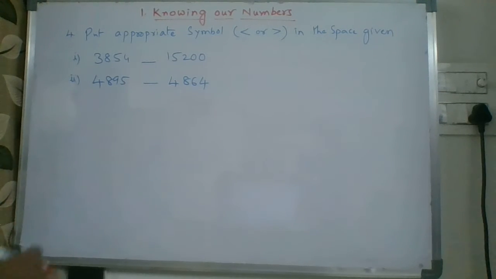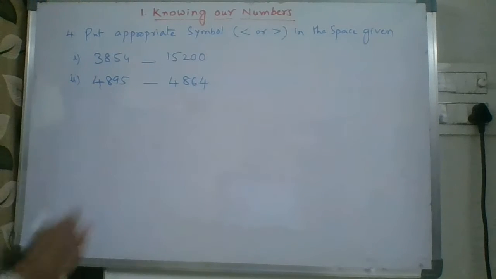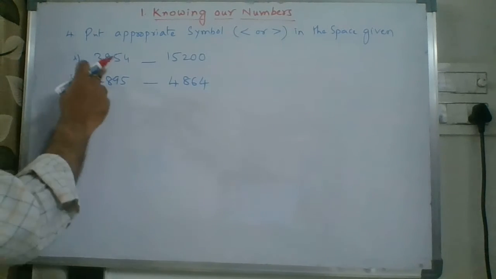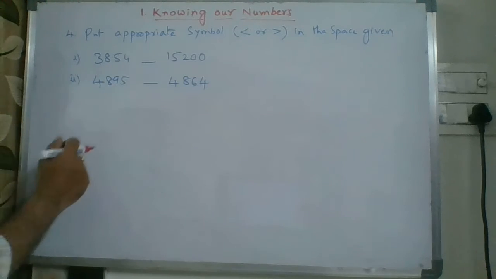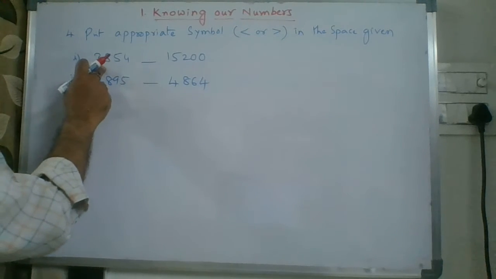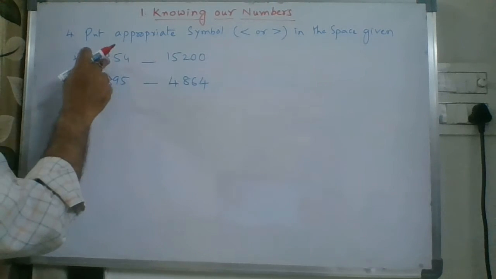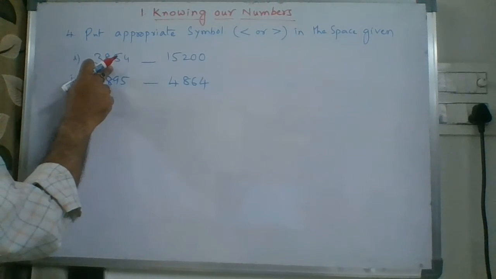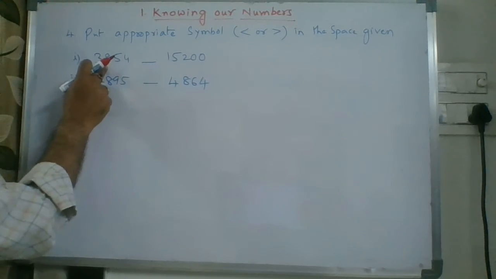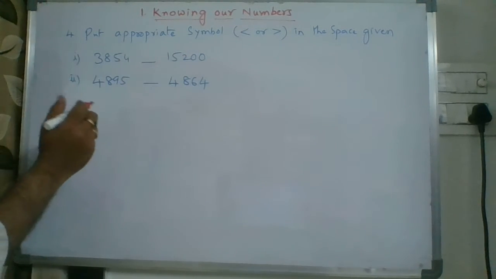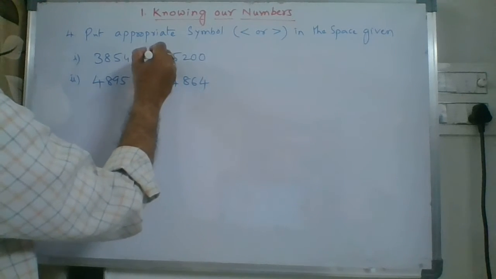Then the fourth question is put appropriate symbol less than or greater than in the space given. So we have to compare the given numbers and put the symbol. Now here there are 4 digits and here there are 5 digits. So naturally 3,854 is less than 15,200. We have to put the less than symbol, isn't it?